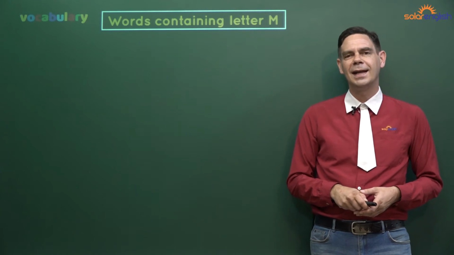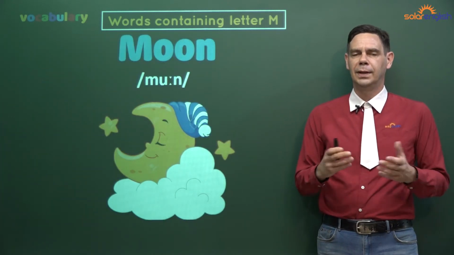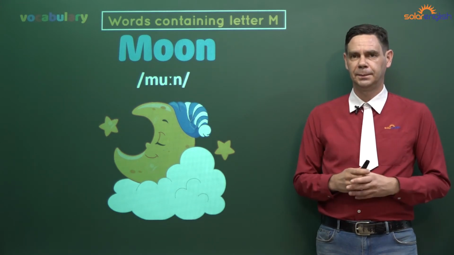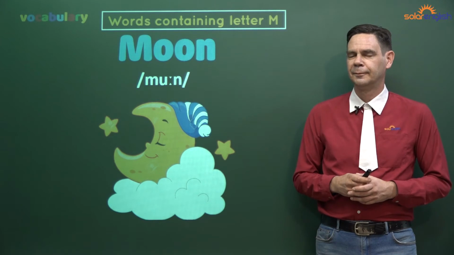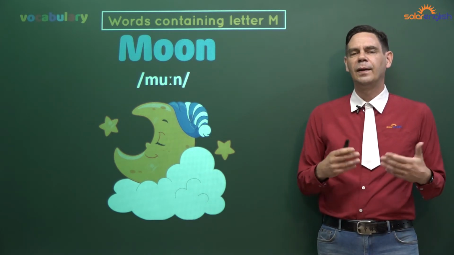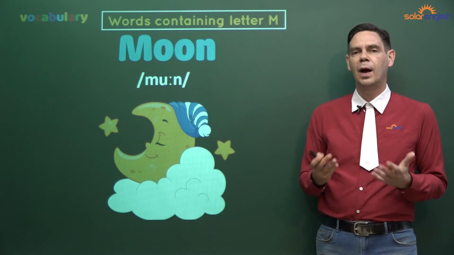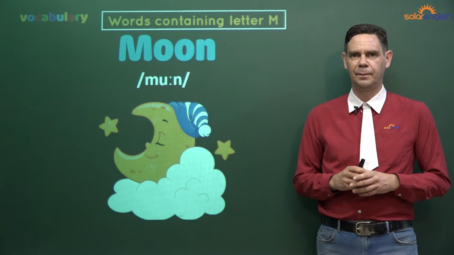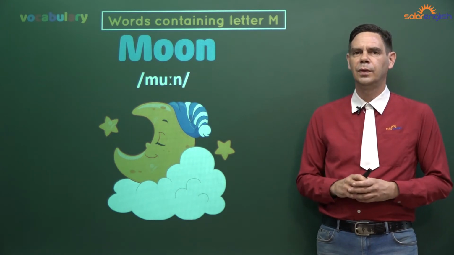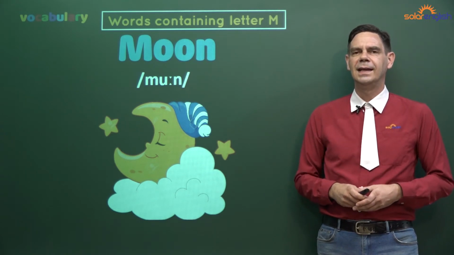Our next word is moon. Moon. Can everyone say moon? Excellent. Great job, everyone. Let's spell moon together. M-O-O-N. Moon. You can see the picture of the moon. You can see at night in the sky. You can see the moon.